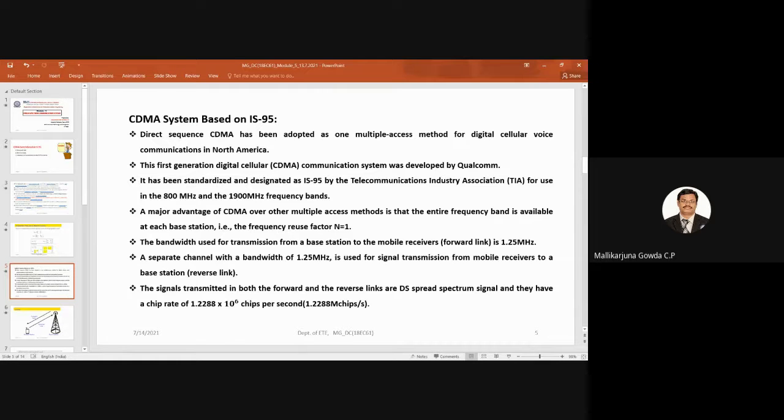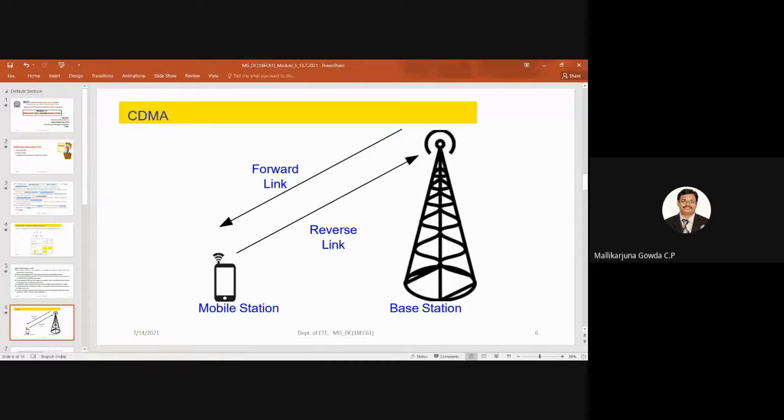So which is equal to how much? 1.2288 megachips per second. If you take 1 over that, you will come to know what the chip period is. Fine. So just to get a better visualization, I have shown with a diagram what the forward link is and what the reverse link is. Hope you will all be very clear with this.